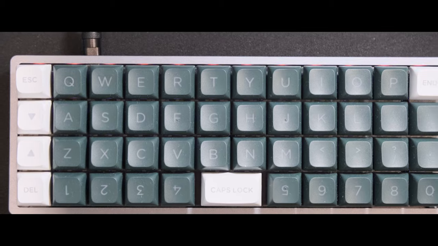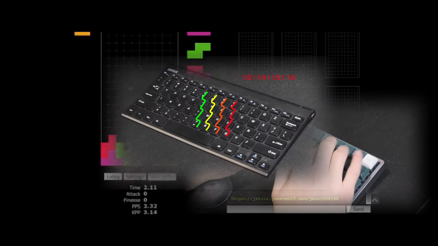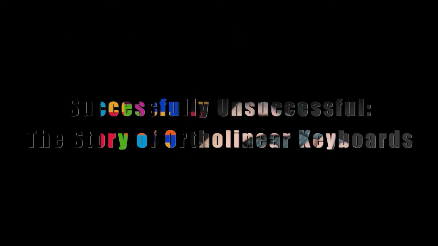And does that make this not a keyboard? This is called an ortholinear keyboard, but compared to the keyboards we're used to, there is no this. But where did this even come from? Well, in order to answer that, let's take a trip through history.